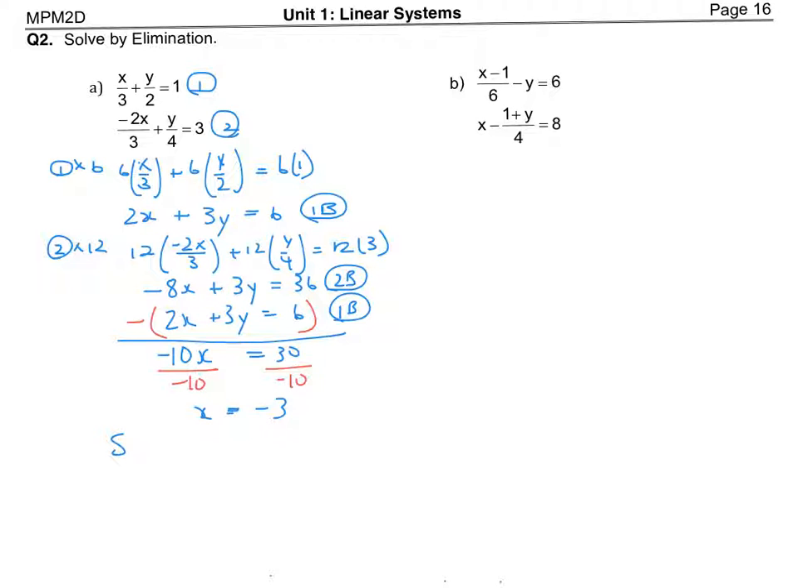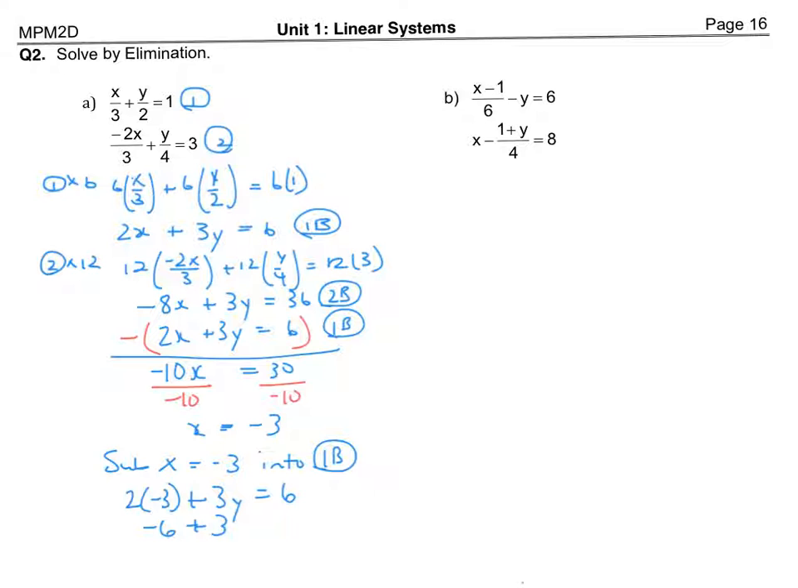And then we're going to sub x equals negative 3 into, looking at my two equations, I think I'm going to put it into 1b. I really don't want to put it into one of my original equations because then I have to work with fractions, and I'd rather not. So we're going to have 2 times the x, which is negative 3, and then plus 3y, and that's equal to 6. So that's negative 6 plus 3y equals 6.